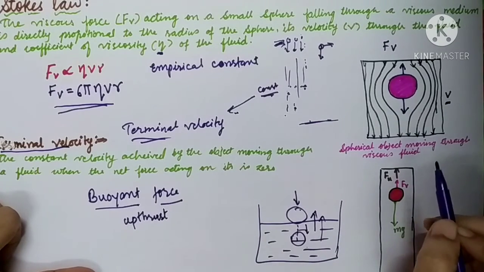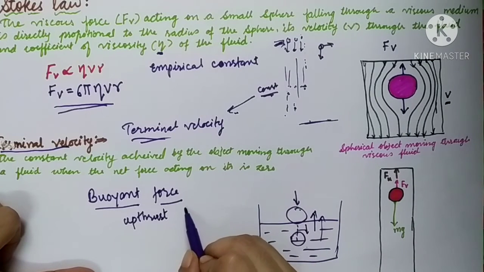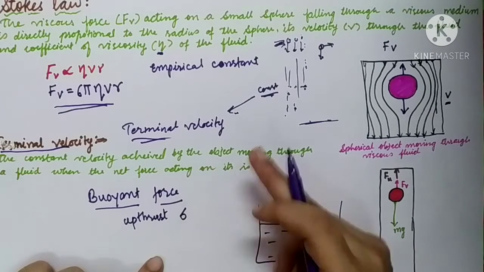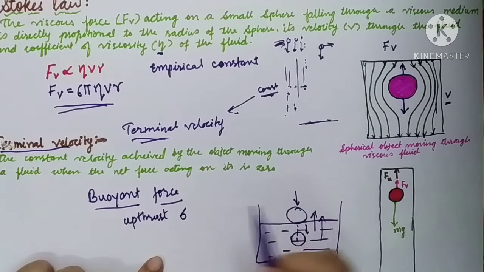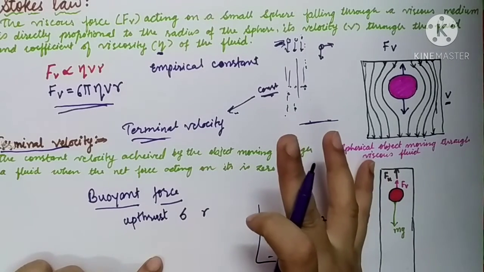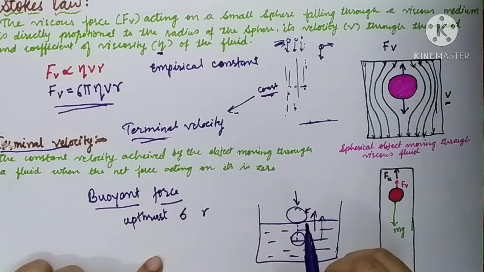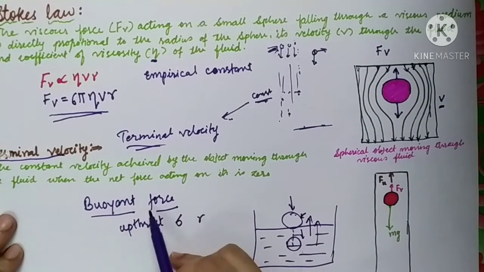And this buoyant force depends on the density of the liquid. If sigma is the density of the liquid, the greater the density of the liquid, the greater would be the upthrust experienced by this object. It also depends on the radius of the object. The greater the radius of the object, the greater would be the upthrust experienced by this object. So, hope you all have understood the buoyant force.